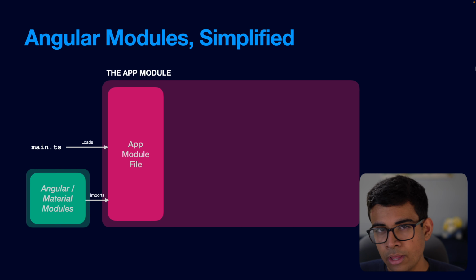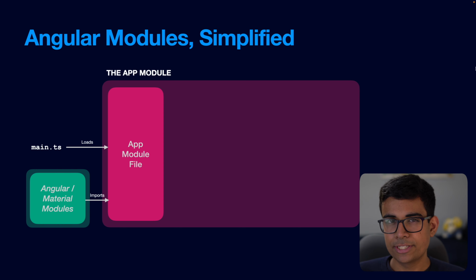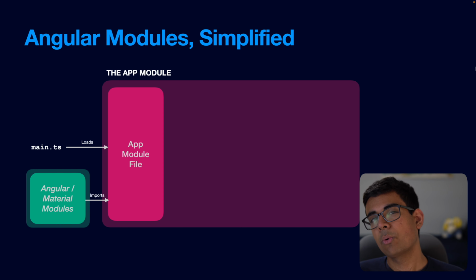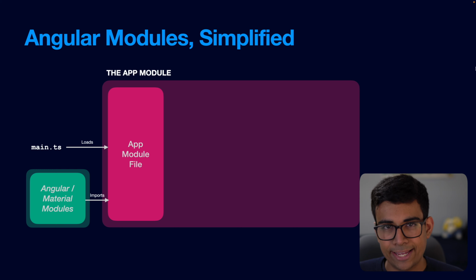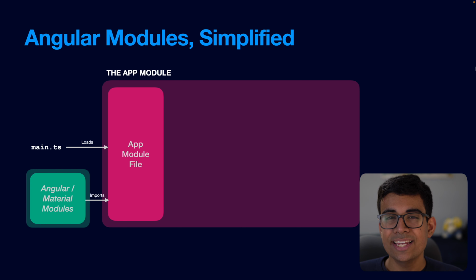Same with Material. For example, if you're using a material form, as you probably did with EX01, or any material element like material cards or material snack bars, any of those UI elements, all of those are stored in their own modules within the material package. And we import all of these into our main app module.